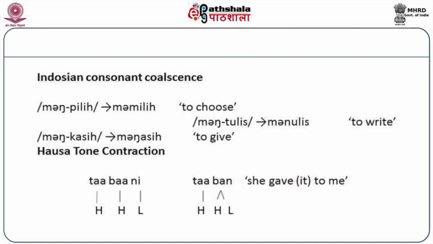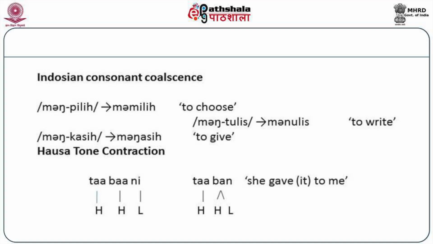A well-known example of consonant coalescence is also given. This is from the Indonesian language and is discussed in Halle and Clements, the problem book that you have looked at. As we said, coalescence is of much interest because of its wide prevalence across various types of phonological segments.